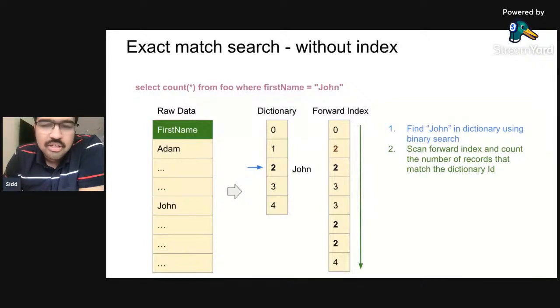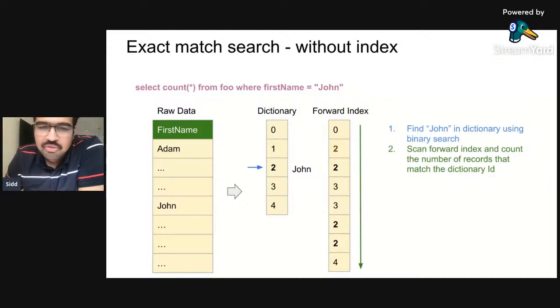Okay, so yeah, I'll just start by setting some background and context that is necessary for understanding text index. So let's say today, how are we going to do an exact match search without any index in Pinot? Let's say you have a column first name in your Pinot table and you want to find out all the folks that have their first name as John.